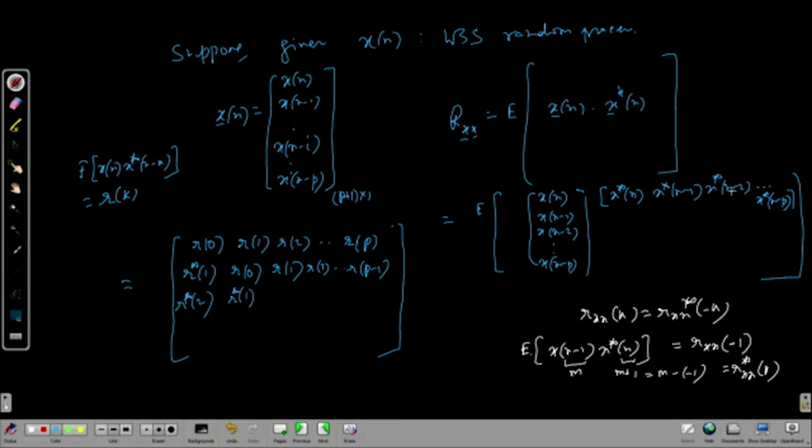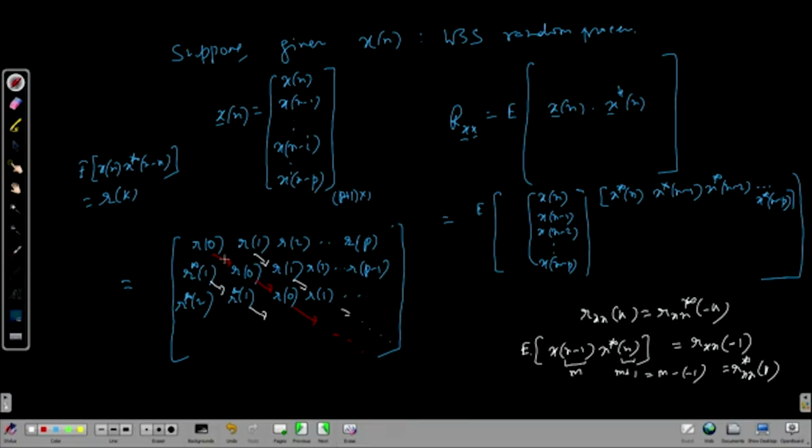Then n-2, n-2, no gap. So, it will again be R(0). Then n-2, n-3; now it will be R(1), and so on. So, you can see one thing: along the diagonal the same element is propagating. Then along this subdiagonal, R*(1), R*(1), R*(1) is propagating. Similarly, along these, R(1), R(1), R(1) is propagating. So, if you know one row, the entire matrix can be constructed.